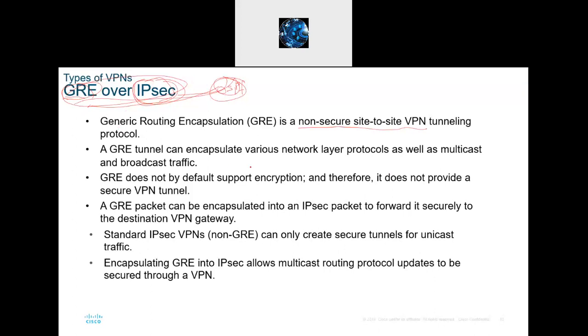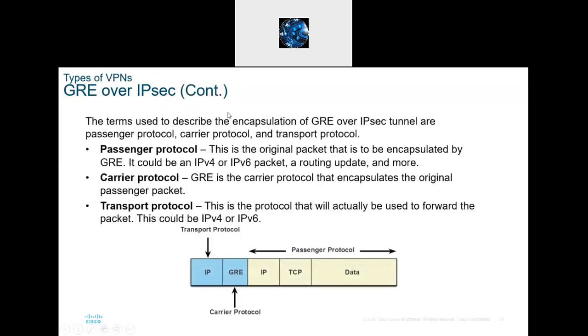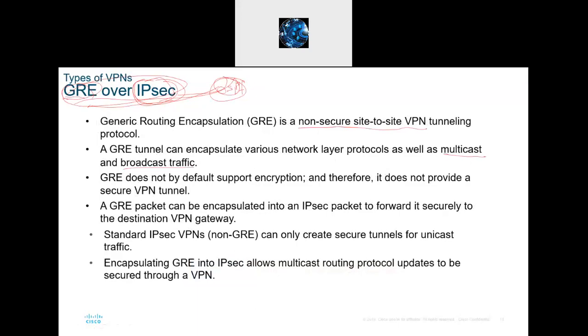So that is why they will tell you that a GRE tunnel can support multicast and broadcast traffic. IPsec does not support multicast, and our routing protocols use multicast to communicate between themselves. So a GRE tunnel does not support encryption, so it doesn't provide security for us. The only way for us to secure our packet is to encapsulate that GRE packet inside of an IPsec packet so that we can forward it securely to the destination.